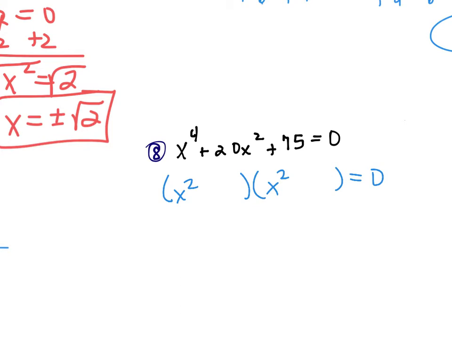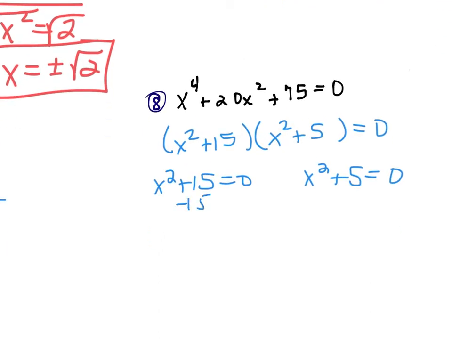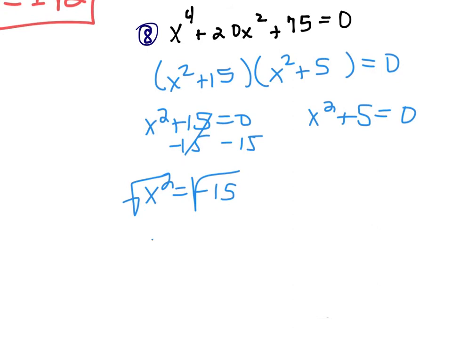Well, 25 and 3 won't work. 1 and 75. How about positive 15 and positive 5? 15 times 5 is 75. 15 plus 5 is 20. So set each of these equal to 0 and solve. X squared plus 15 equals 0. So I'm going to subtract 15. I get x squared equals negative 15. Take the square root, and you get x equals plus or minus i root 15.